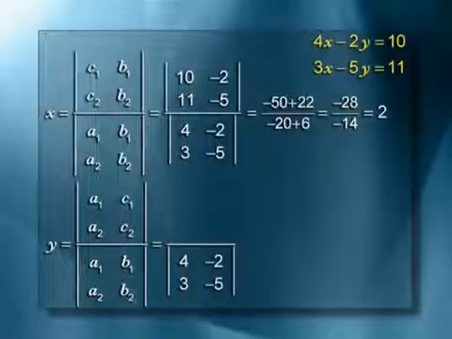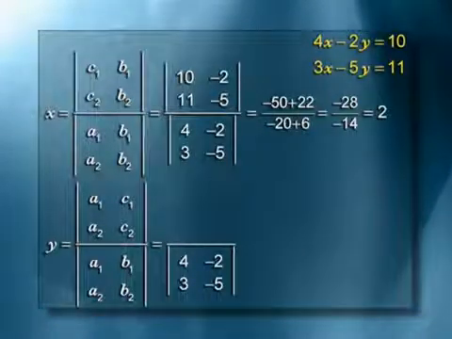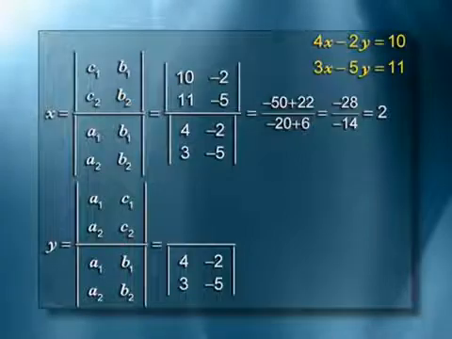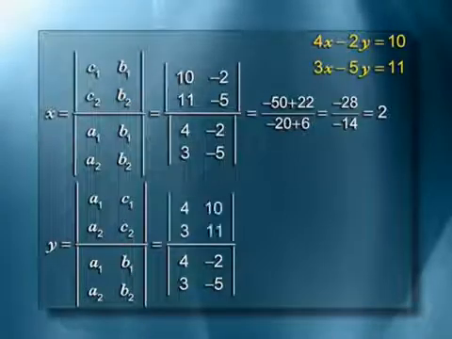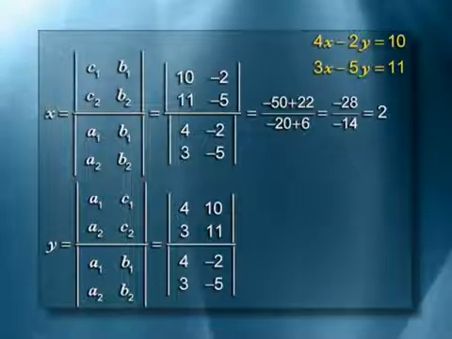I didn't have to do any row operations, did I? How about the second unknown, y? Okay, the denominator is the same as we had before, but the numerator is different now. a1, a2 is the first column, and you replace the second column with the right-hand side, 10, 11, and now compute those determinants.